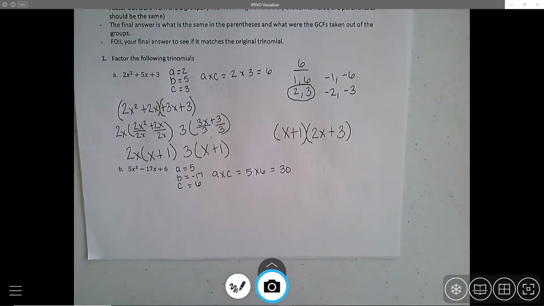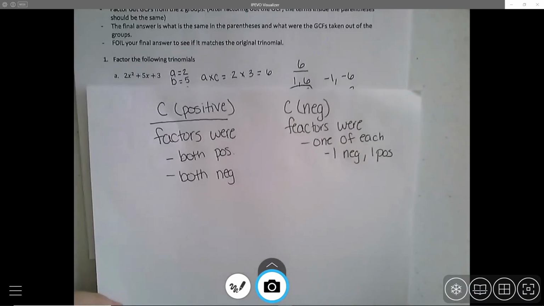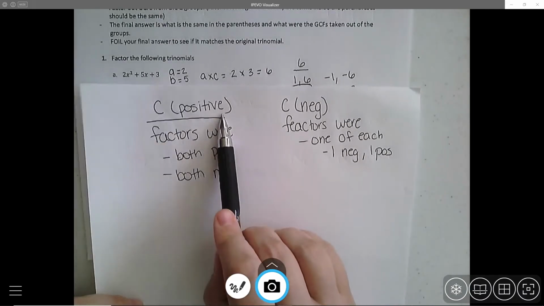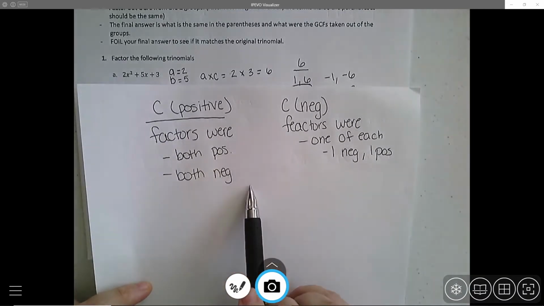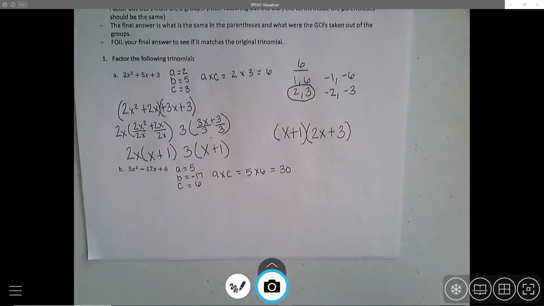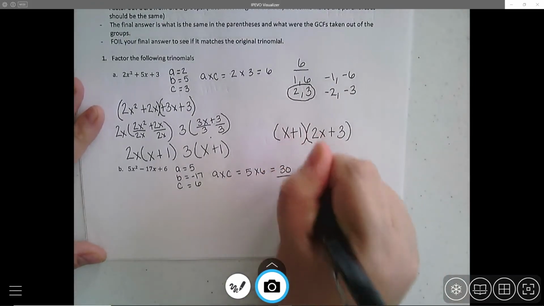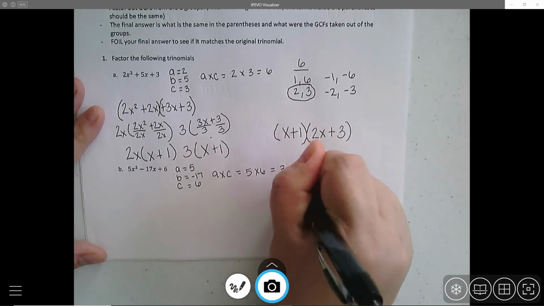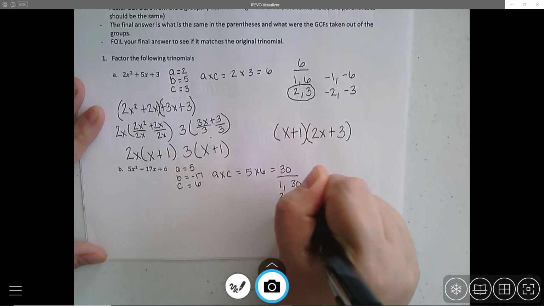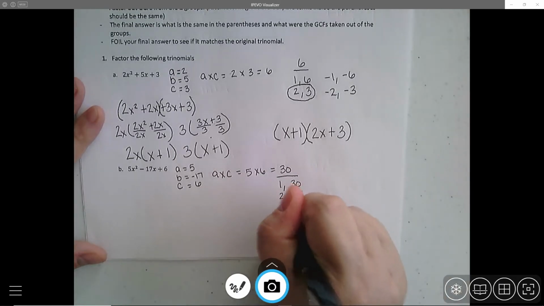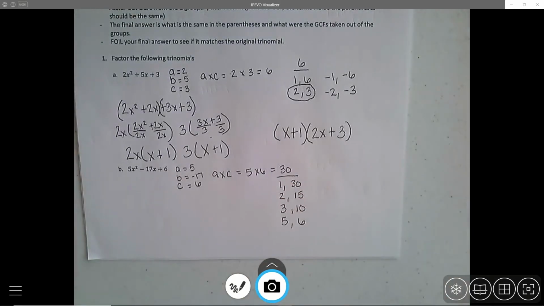Okay, if I go back here to what we wrote down here, since C is positive, it's a positive 30. Both factors are either positive or they're both negative. So, listing out factors of 30: 1 and 30, 2 and 15, 3 and 10, 5 and 6. There's all my factors where they're both positive.